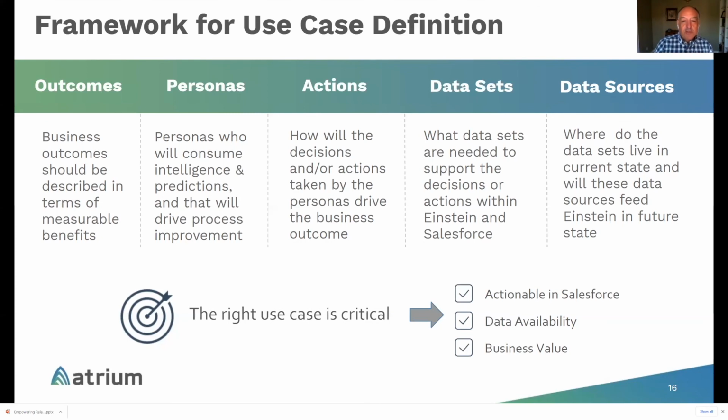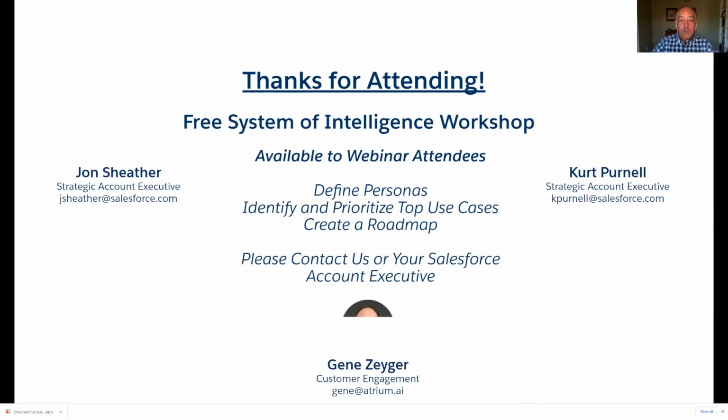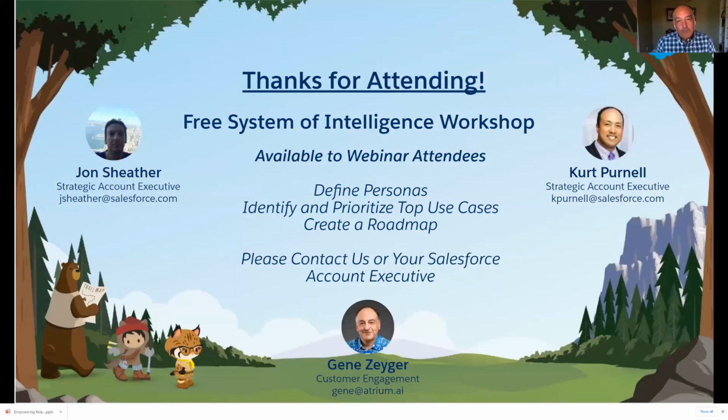Then we think through which actions we need to take. So once I have the information, what actions should I be taking? Then we identify the data that's necessary and all of the data sources. And ultimately, the right use case means things are actionable within the CRM. We have the right data available, and it's providing business value to the end users and the organization as a whole.